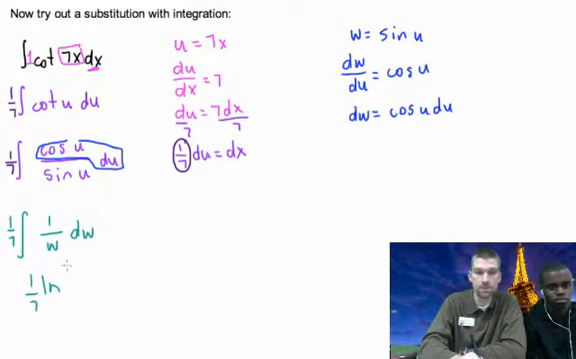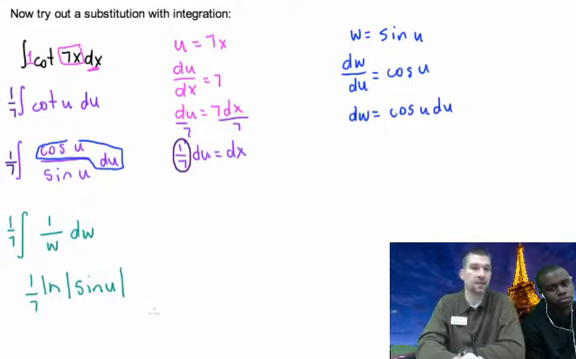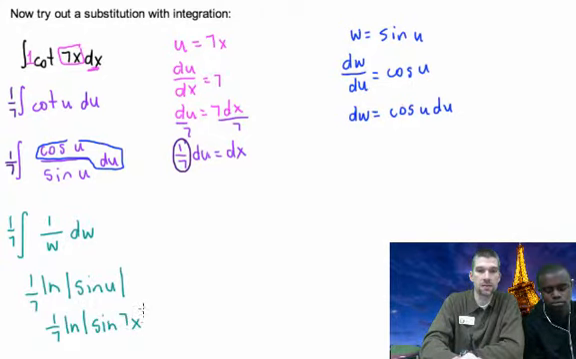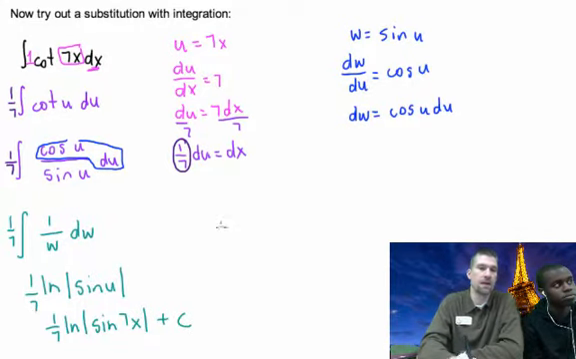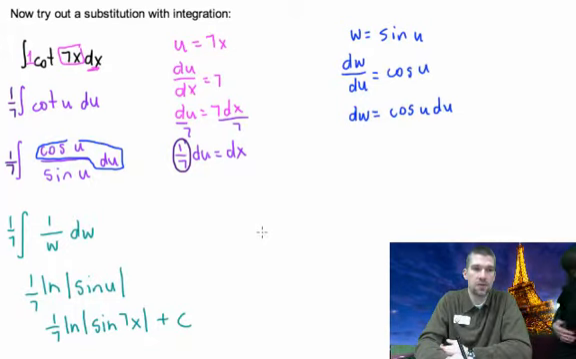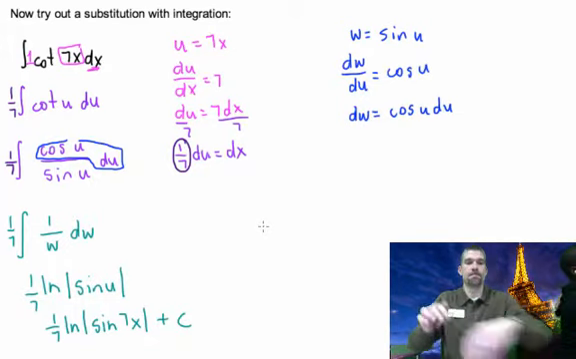Natural log of w, and we want it to always be positive because you can't take the natural log of a negative, is sine u. And u is 7x, so this is going to be 1/7 times the natural log of the absolute value of sine 7x. So it takes a few steps to get there, but there we are nonetheless. We used 2 substitutions on this. And if you need to watch it again, watch it again. This can be a little bit tricky to sort out the first time you see it.